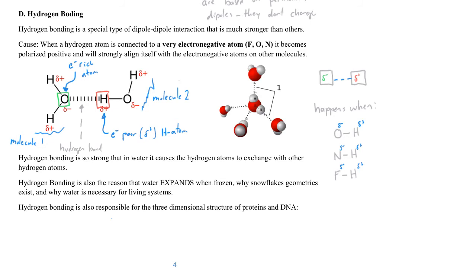So for example, hydrogen bonding is the reason why when water freezes, it actually is less dense. And that's because the water actually expands as it freezes because of the presence of hydrogen bonds between the molecules. It's also the reason why snowflakes have the various geometries they have, because of the way they crystallize with hydrogen bonding, creating certain types of patterns. Hydrogen bonding also happens to be responsible for the three-dimensional structure of proteins and DNA, which is actually what I wanted to show you on the next page. So let's go take a look at that.